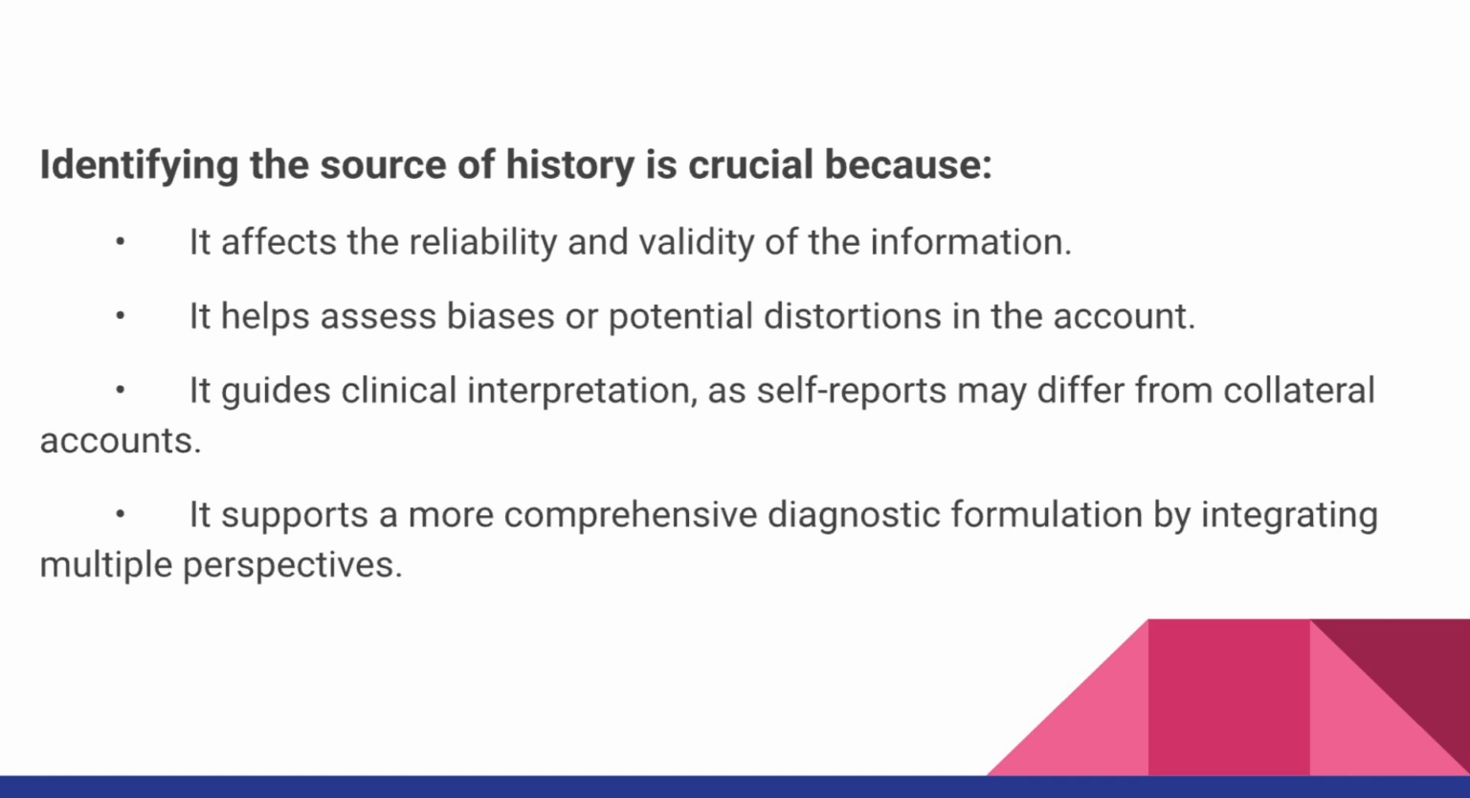by integrating multiple perspectives. So, at the start of each history, we do need to mention who was the provider of the history. Either it was the patient himself or herself or any relative, and if there was a relative, then what was the relation of the relative to the patient? Was it a sibling or a parent or just a friend?